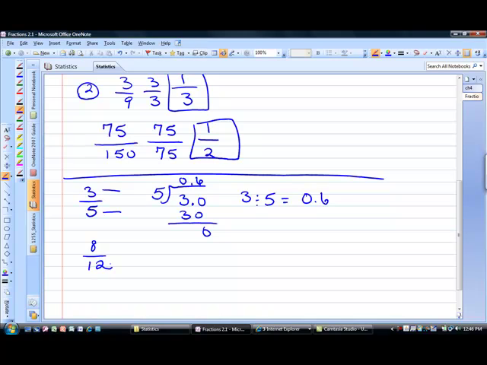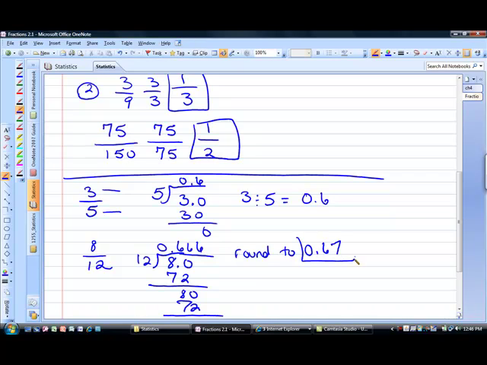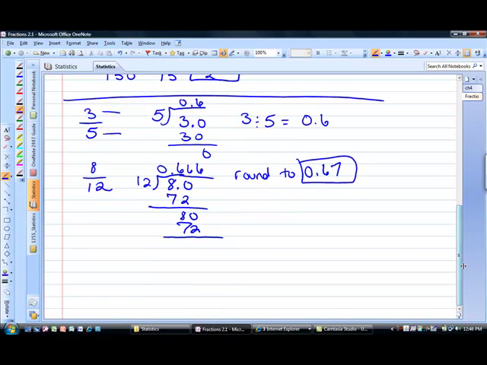8/12. If we divide 8 by 12, we will get 0.0666. This is repeating, so what we're going to do is round to 0.67. 34/56. We're going to divide 56 into 34, and we'll get a result of 0.61.